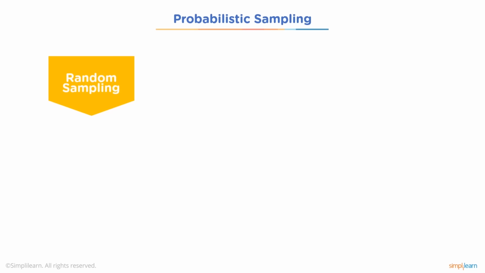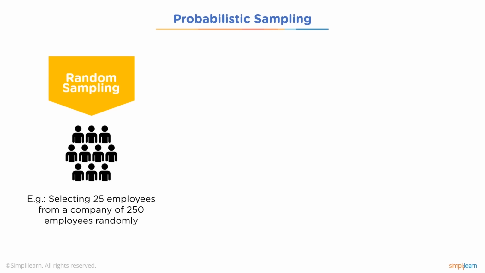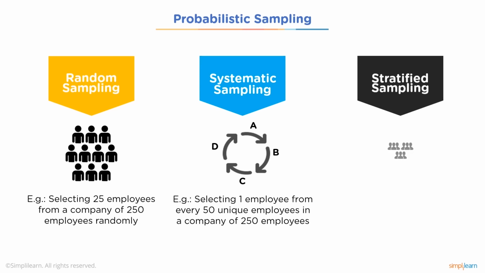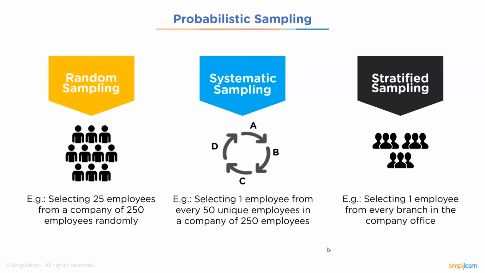And so we can see here, just to go a little bit more, we'd have selecting 25 employees from a company of 250 employees randomly. Don't care anything about them, what groups they're in, which office they're in, nothing. And we might be selecting one employee from every 50 unique employees in a company of 250 employees. And then we have selecting one employee from every branch in the company office. So we have all the different branches. There's our group, or our categories by the branch. And the category could depend on what you're studying. So it has a lot of variation on there.